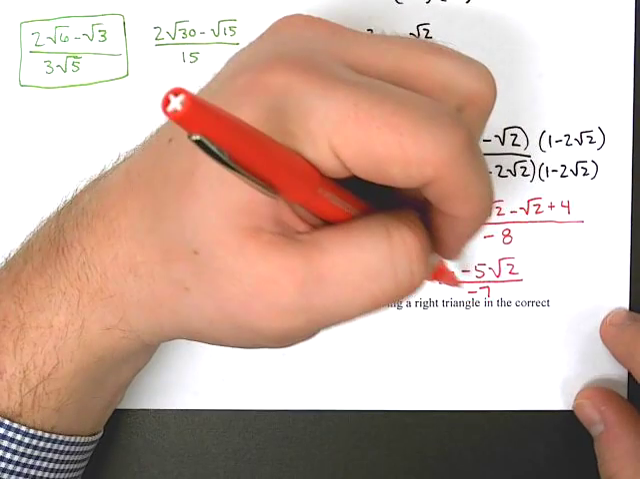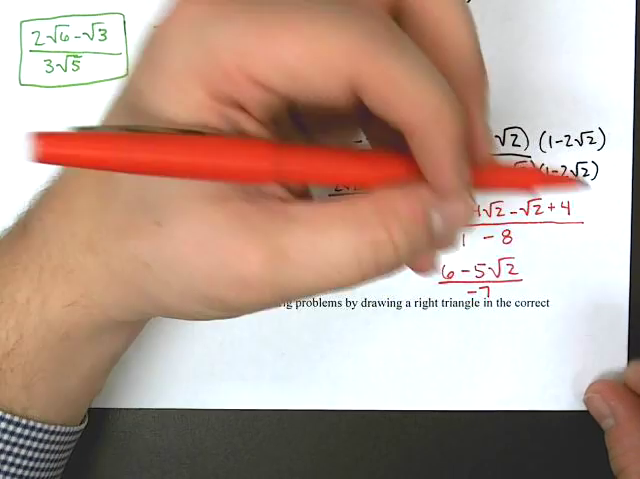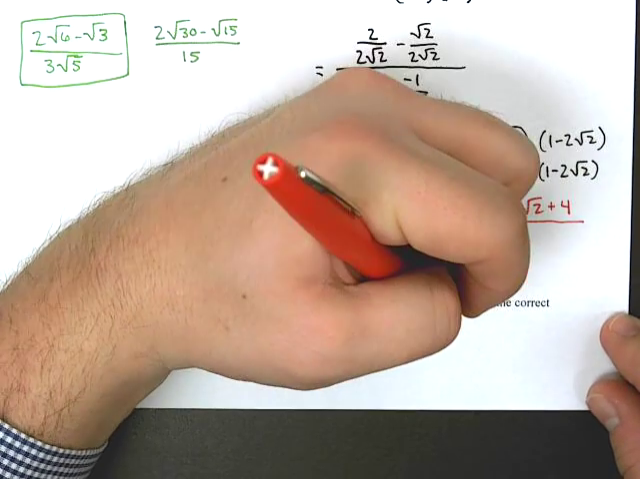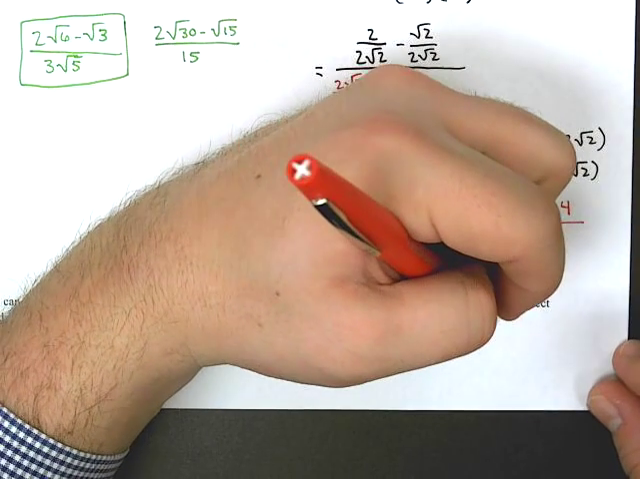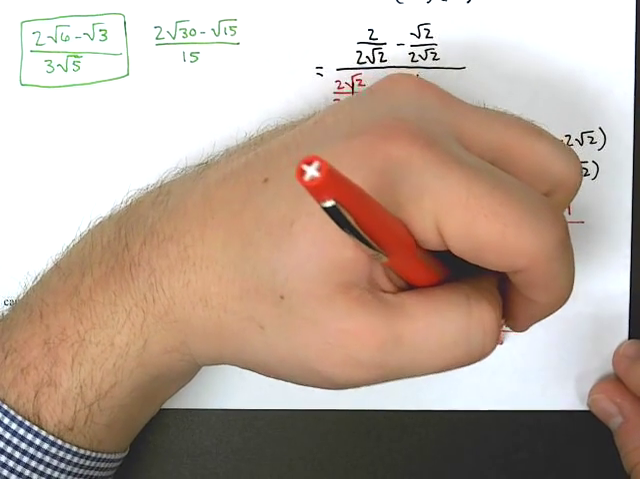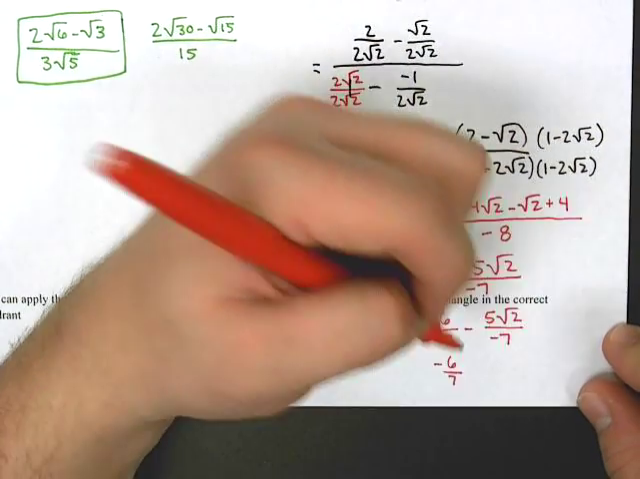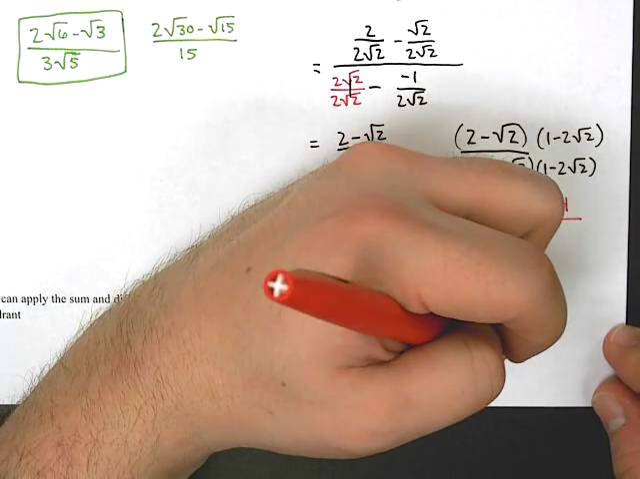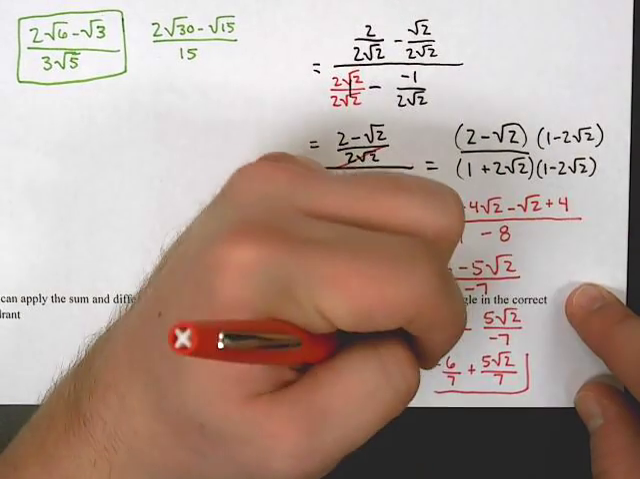I want to split this up, right? I know that both of these pieces in the numerator have a denominator of negative 7. So I'm going to write 6 over negative 7 minus 5 root 2 over negative 7. And when I clean that up, I should get negative 6 sevenths plus 5 root 2 over 7. All right? Okay. Wow, that was a lot of work.